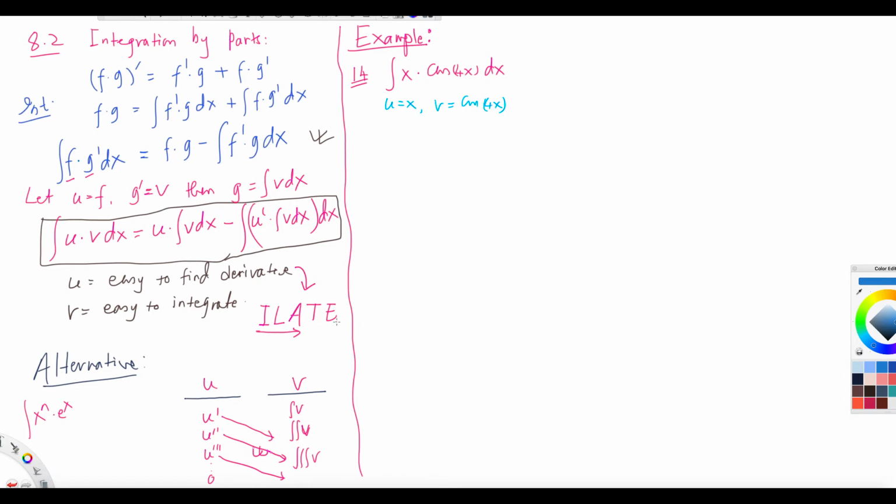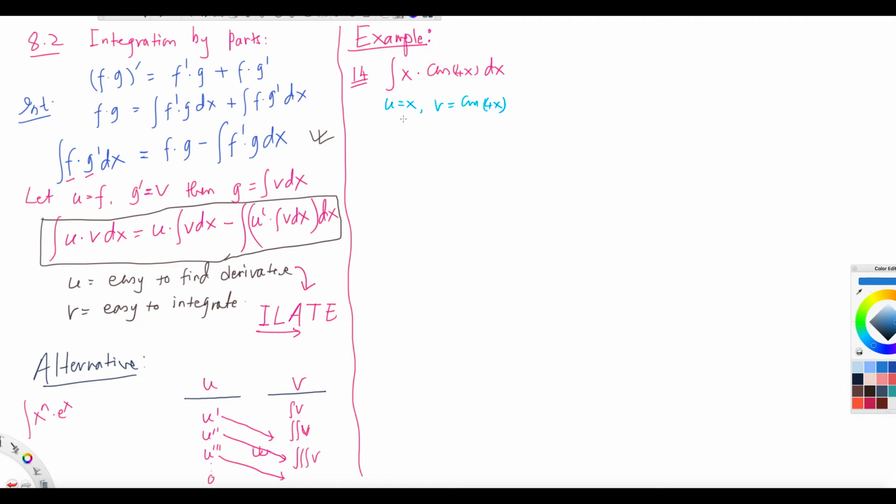Why did I choose u equals x? Look at ILATE. Is there an inverse function? No. Is there a logarithmic function? No. Is there an algebraic function? Yes, this is an algebraic function. If there is an algebraic function, that must be u. I picked that as u and the other one as v. So now what is the formula?